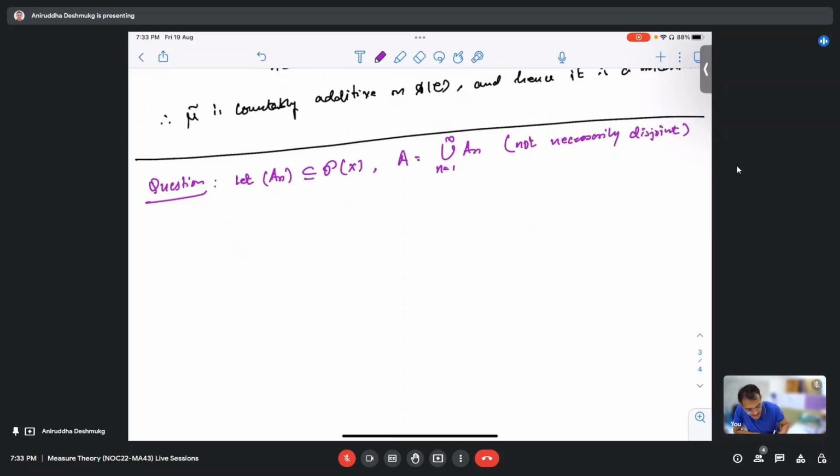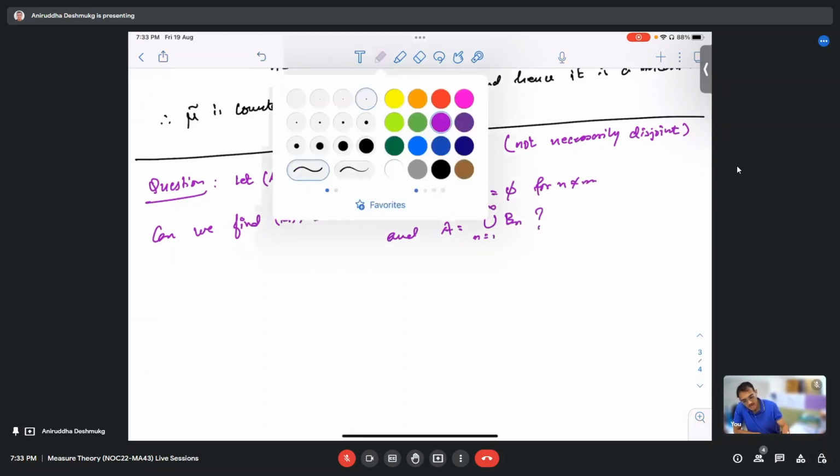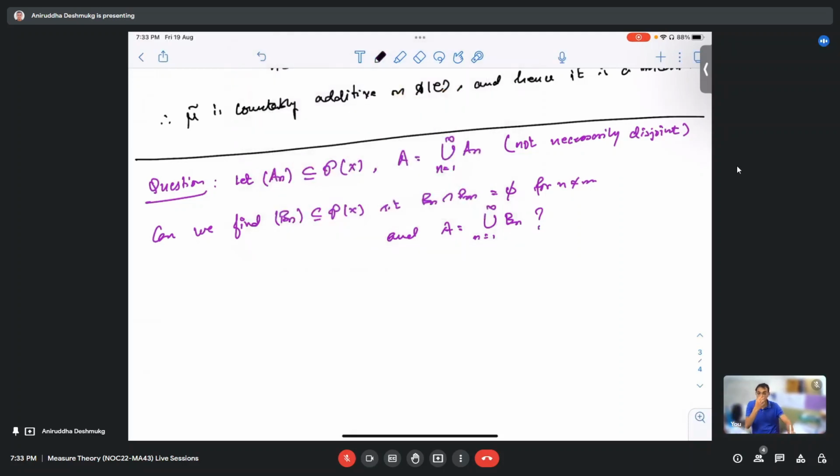Okay. The question is, can we find another sequence Bn such that Bn intersection Bm is empty for n not equal to m, and A can still be written as the union of the Bn's? So what do you think? Is this possible?